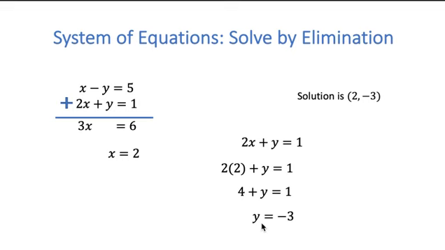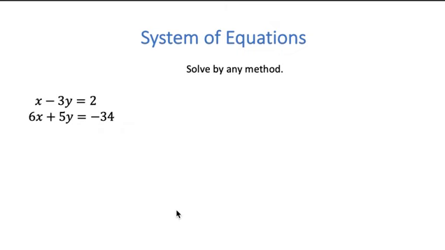And the solution is 2, -3, just like we had before. Now let's go through some more examples. So in the next example, you're going to solve this by any method. When I look at this, because of the way it's set up, I'm going to solve this using elimination. To make one of these variables have opposite coefficients, it looks like the easiest would be the x terms.